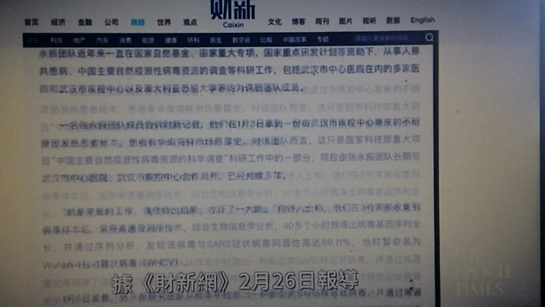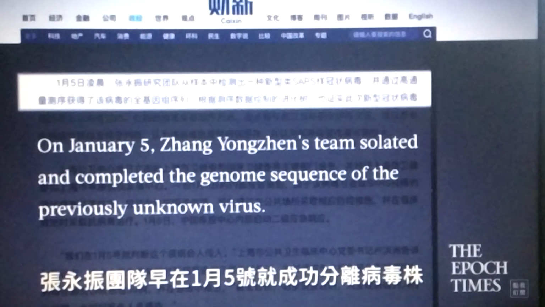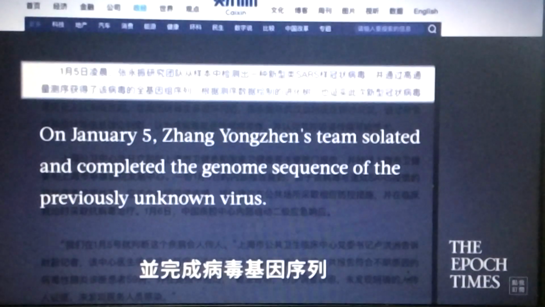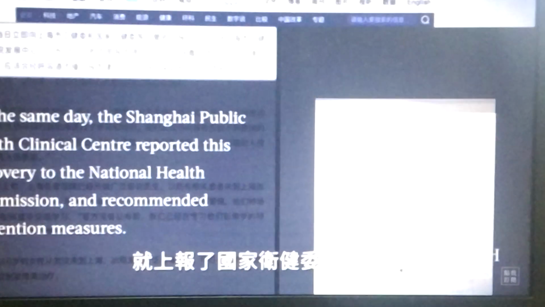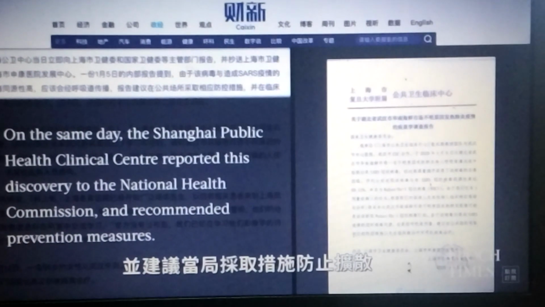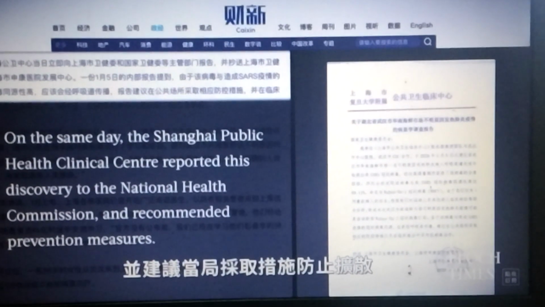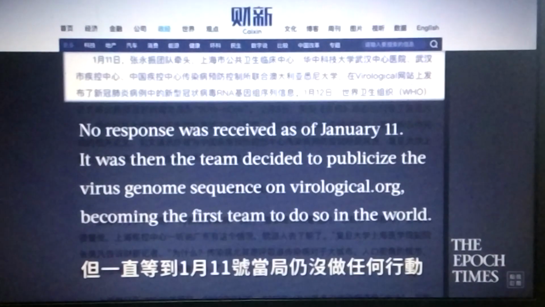According to a February 26 report on Caixin, Zhong Yongzhen's team isolated and completed the genome sequence of the previously unknown virus on January 5th. On the same day, the Shanghai Public Health Clinical Center reported the discovery to the National Health Commission and recommended prevention measures. No response was received as of January 11th.